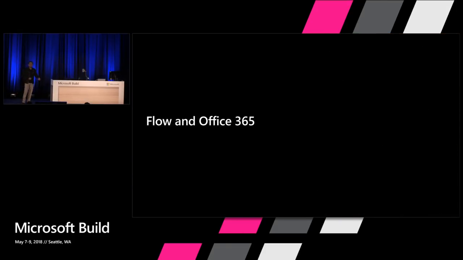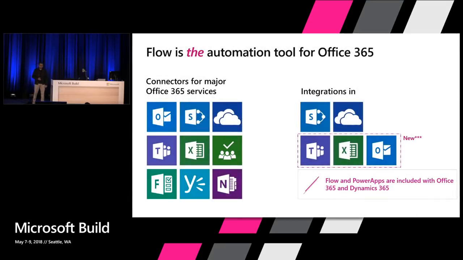OK, so let's talk about Flow in Office 365. Flow is the automation tool for Office 365. We have connectors for all of the major Office 365 services, from Outlook and SharePoint and OneDrive for Business and Teams and Excel and Planner and Forms and Yammer to OneNote. And I'm sure there's more that I couldn't fit into this nice 3x3 grid. But more importantly, we also have integrations with SharePoint, OneDrive for Business, Teams, Excel, and Outlook. Our whole design principle behind these integrations is that we're trying to give you something in context of the data that you're working on.